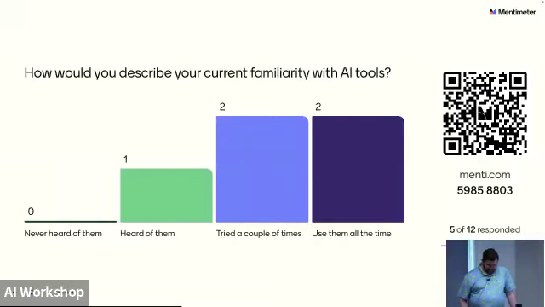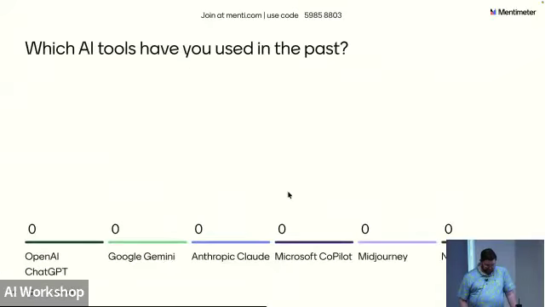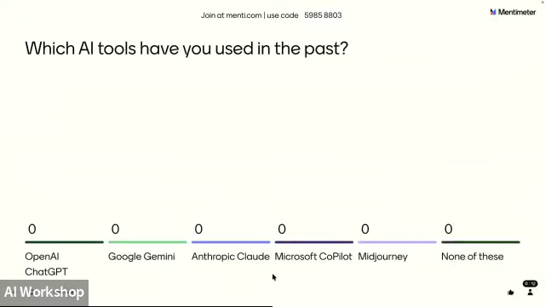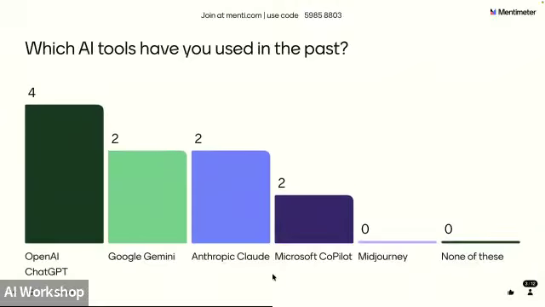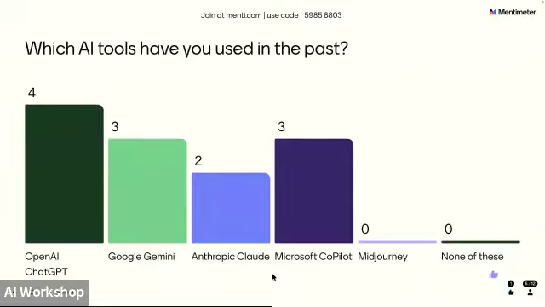All right. We're going to go ahead and go to the next question. Which AI tools have you used in the past or heard of? Okay. So again, OpenAI's ChatGPT, Google Gemini, Anthropic Claude, Microsoft Copilot, Midjourney, or none of these. You can vote multiple times on this one.